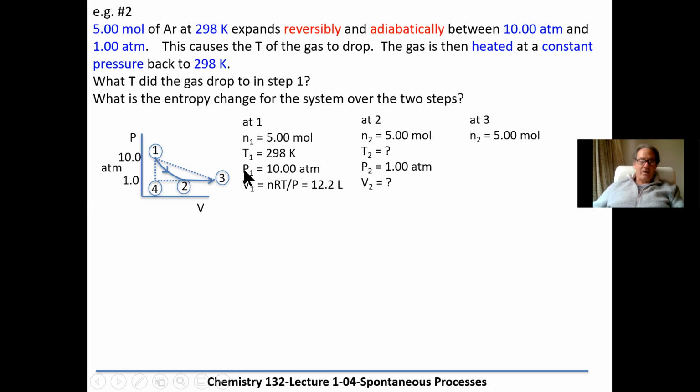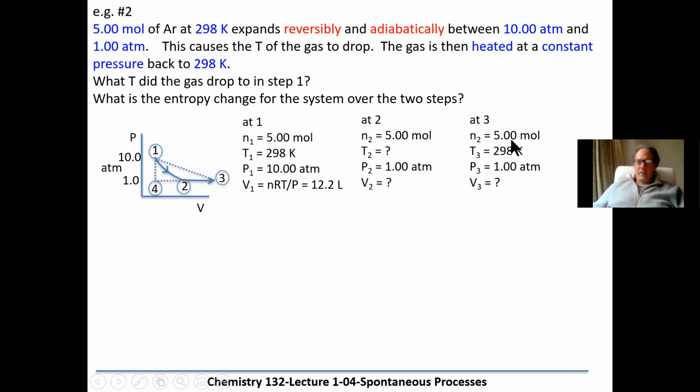And now let's just talk about stage 3. Stage 3 in our transformation, number of moles of gas is the same. We know the temperature. Why? Because it does say that the temperature was 298 K. The gas is heated at a constant pressure back to 298. It says the temperature was returned to 298, so it changed. We know the pressure at the end is 1 atmosphere, and we know the volume.